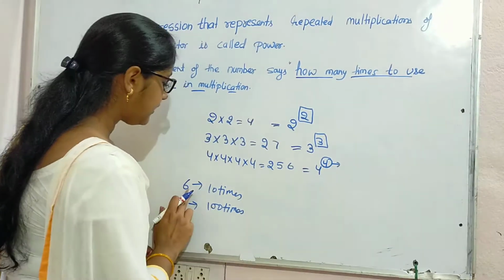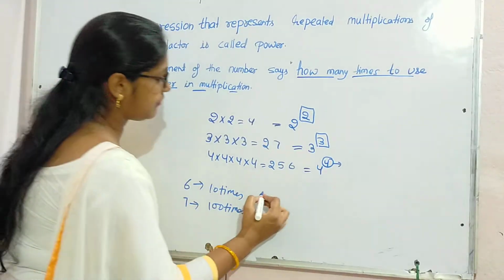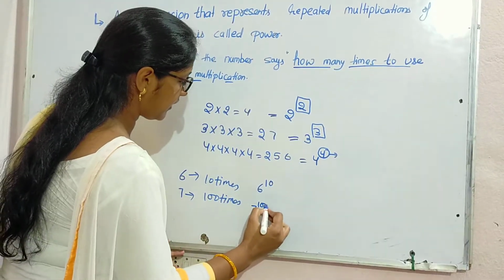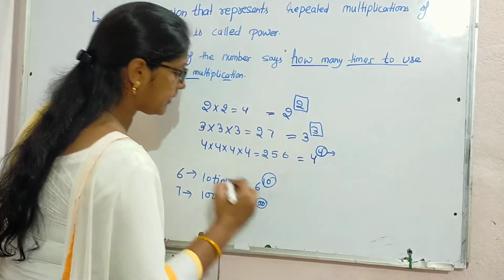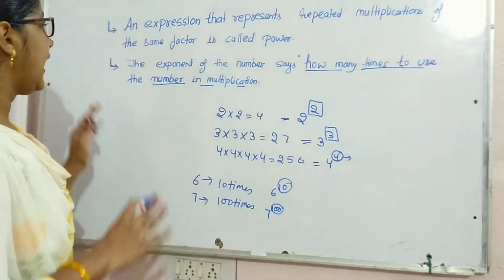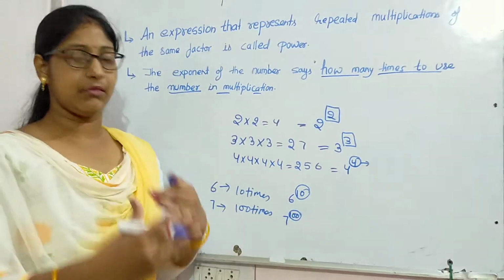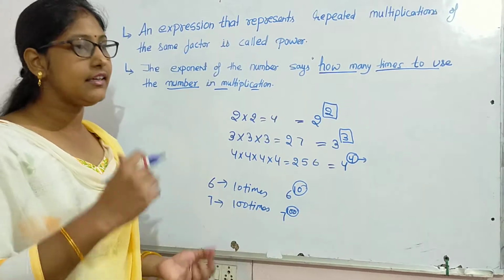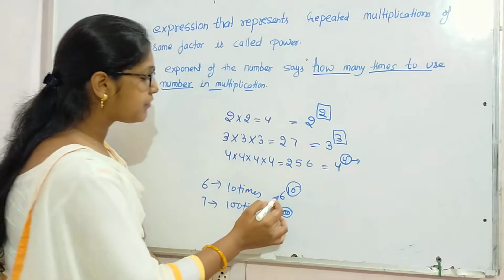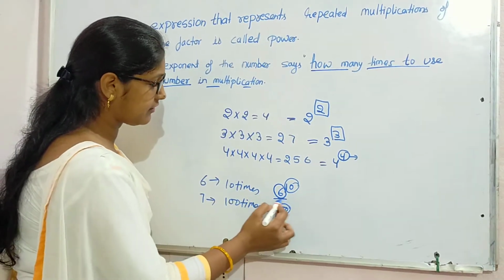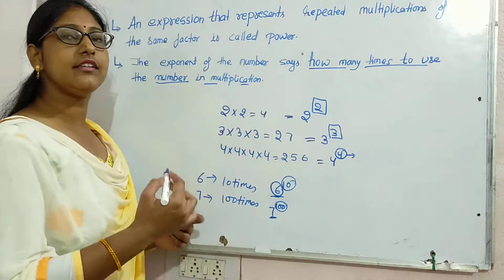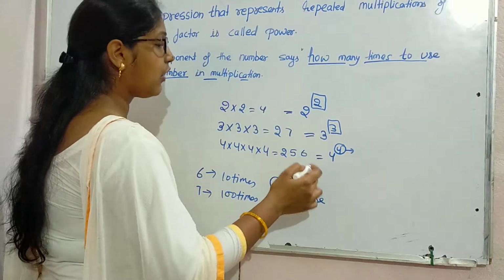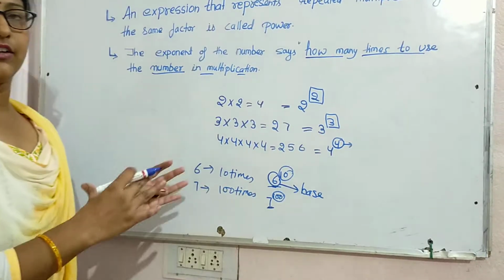Same as 6 multiplied by itself 10 times, then we can write it as 6 to the power 10. Here 7 is written as 7 to the power 100. Then this 10, this 100 is said to be the exponent. So the exponent says how many times in a multiplication the number is multiplied by itself. Next, the number which is multiplied by itself, here 6, here 7, is said to be its base. And the whole representation is said to be its power.